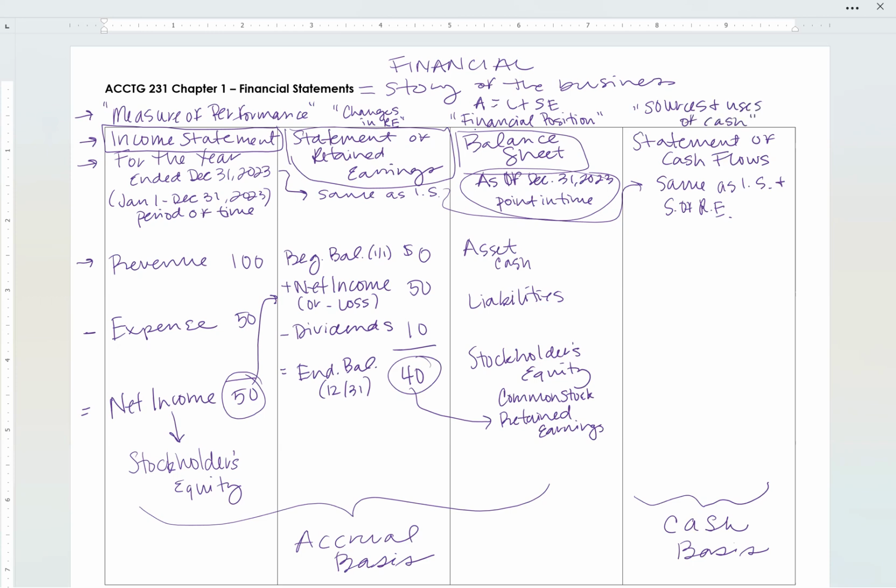We might use cash to pay for equipment. We might use cash to pay employees. We might receive cash from customers. We might receive cash from our owners. We might receive cash from a loan. This is going to tell us that, and it's going to be categorized into three sections: operating cash flows, investing cash flows, and financing cash flows.